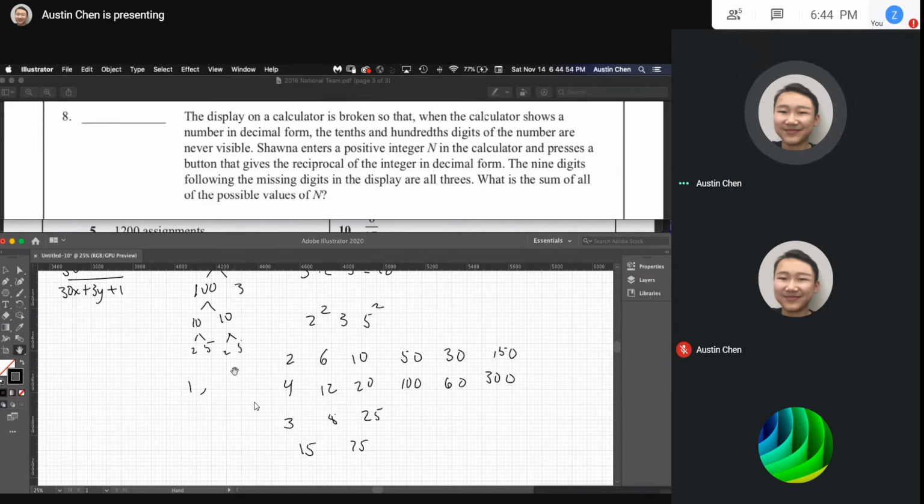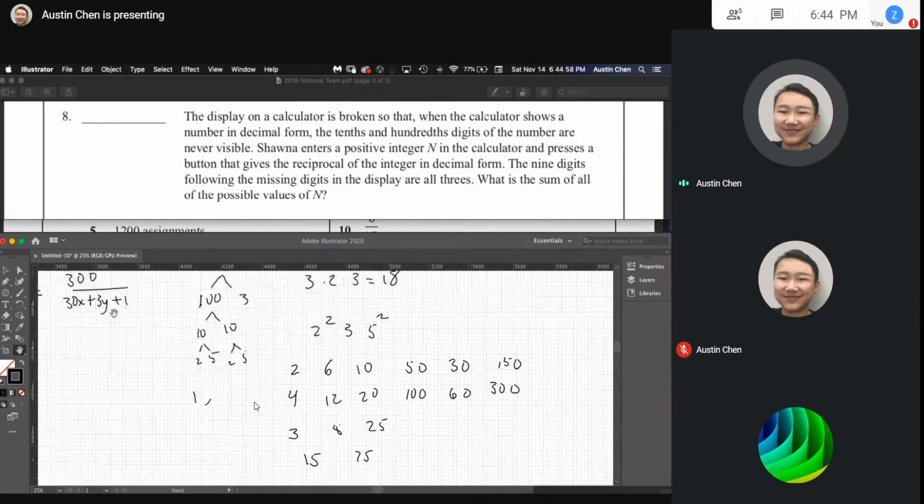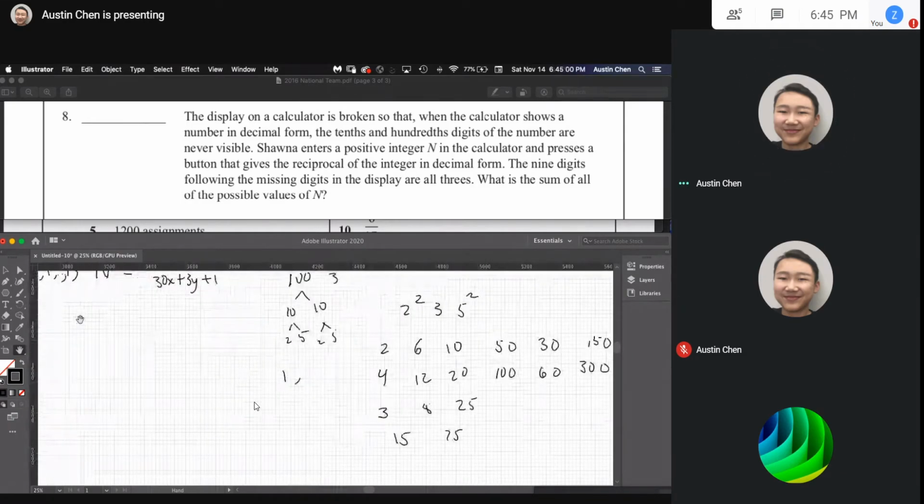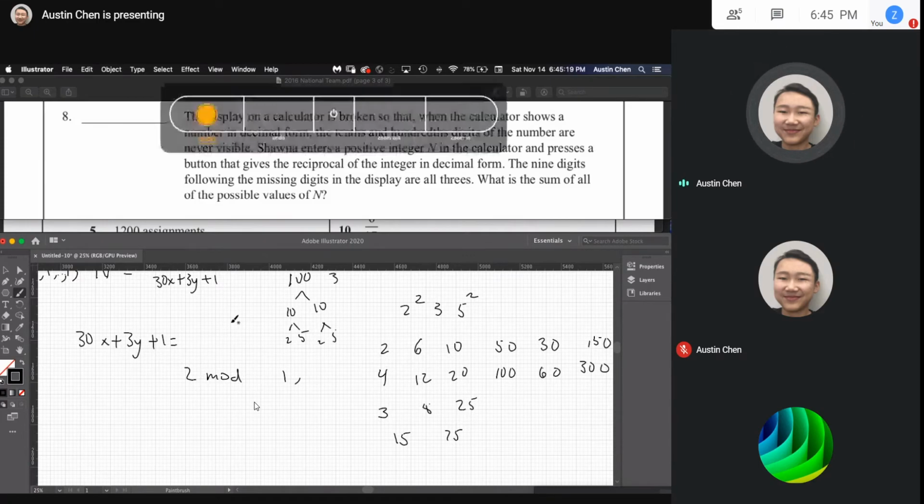Oh, okay, a smarter way to do this might have been to check the mod of this first. So we have 30x plus 3y plus 1 equals something, right? And we need x and y to be integers. So whatever we have has to be 2 mod 3, right? Or sorry, not 2 mod 3. It has to be 1 mod 3, right?